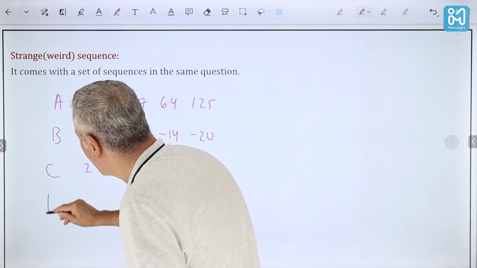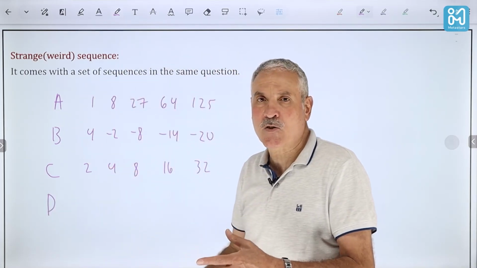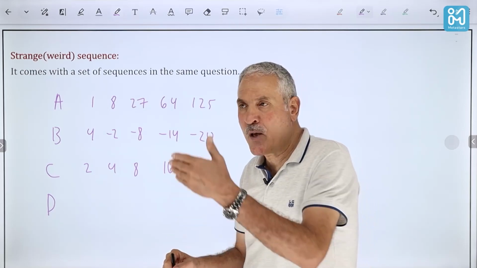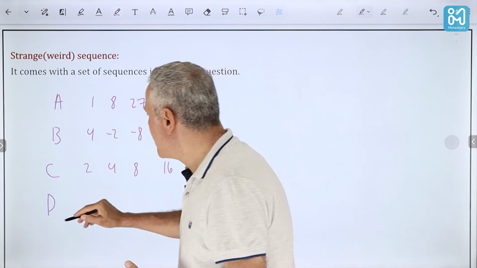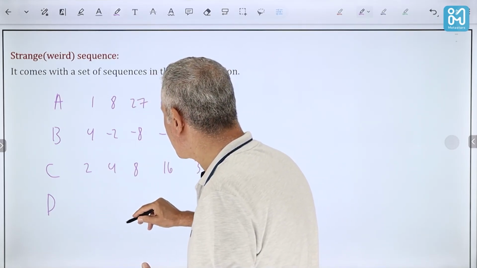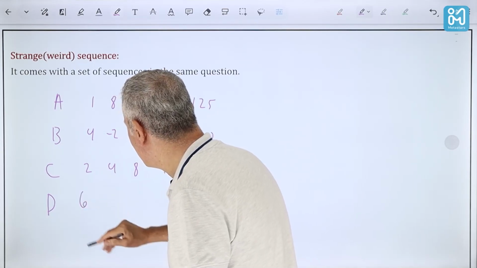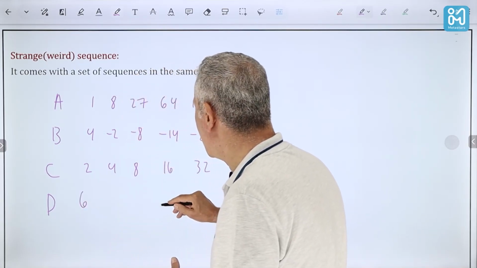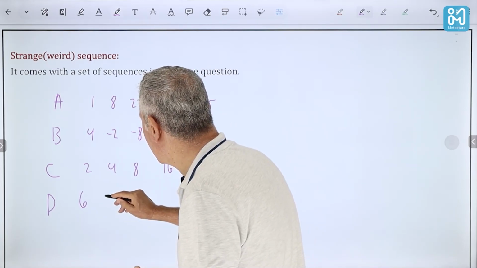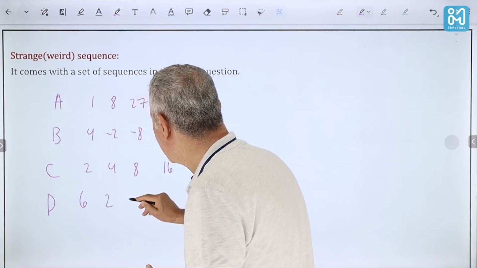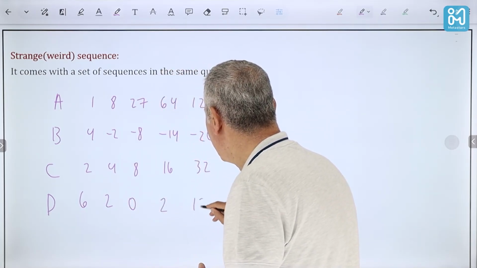And then we have another sequence D. Very often we've seen such a question in the external exams, where we have a set of sequences, and then you'll have to find the nth term of each. Let's say D is, let's say 6, 2, 0, 2, 12.